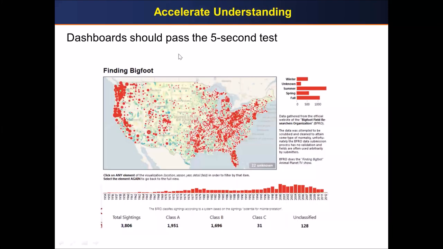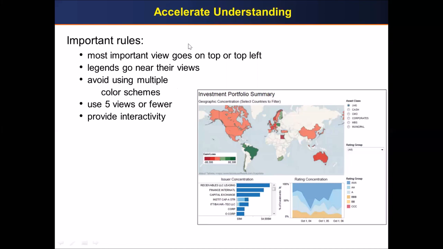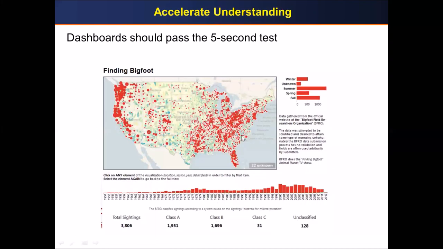So dashboards themselves, this is practical advice. Dashboards should pass the 5-second test. Don't make dashboards too complicated, otherwise people don't understand them. Definitely use the same color maps everywhere, don't change them around, okay? Don't make it too colorful. And usually the most important view goes on the top left. Whatever overview you want to manipulate, put that in the top left.